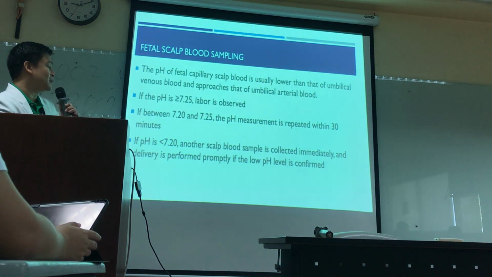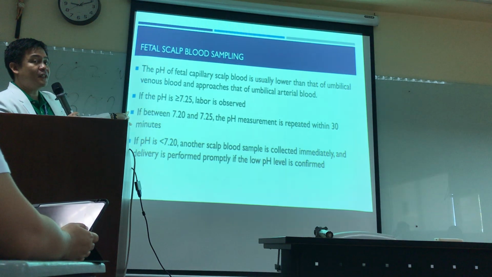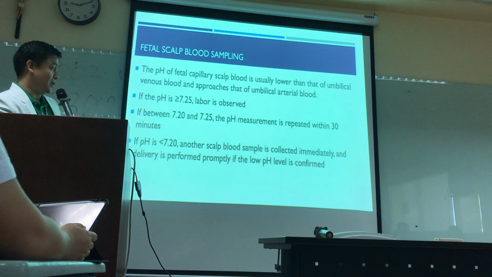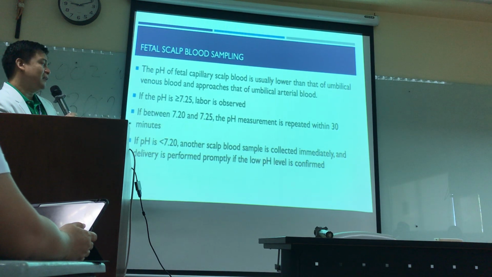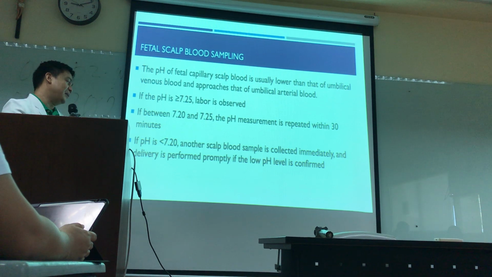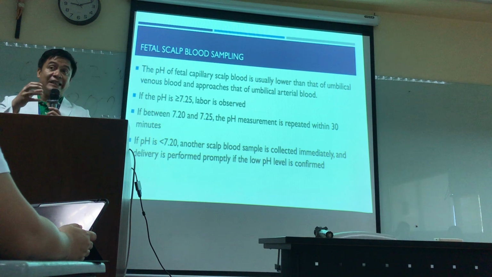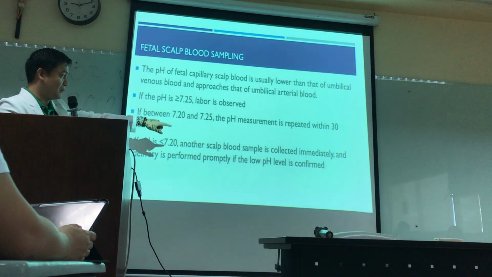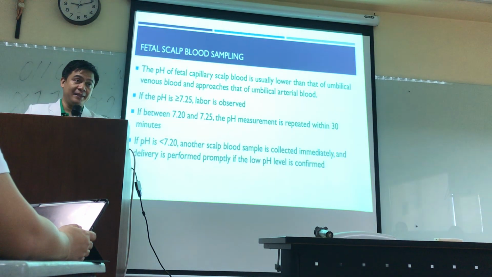So anything that is lower than 7.25, then there's an assumption that the baby is also already acidotic. Okay? But if it's less than 7.20, then you have to collect another sample immediately, and delivery is performed promptly if the low pH level is confirmed. Okay? But if it's between 7.20 and 7.25, then you can repeat the test after 30 minutes.